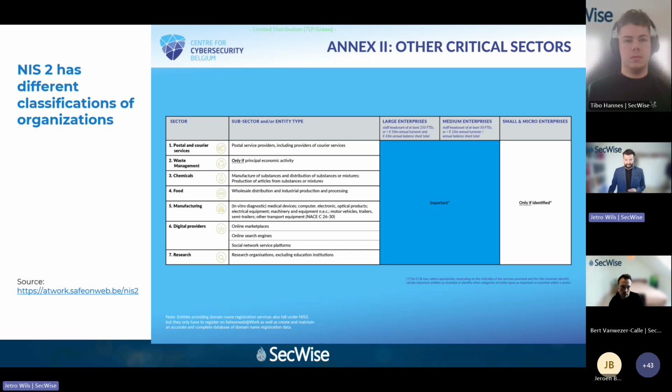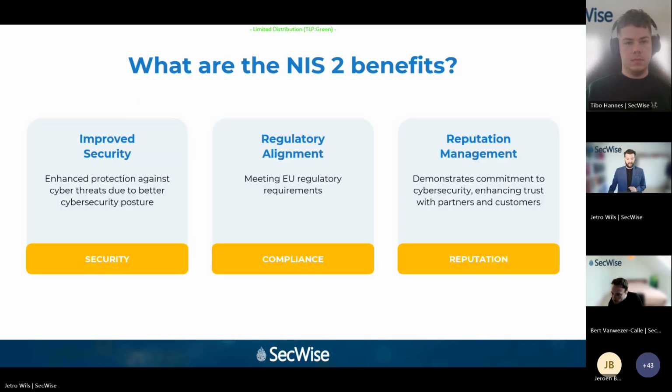Okay, great question. By the way, these models are on the CCB website, so you can also take a look there. Great. Now, I mentioned already improved security, clear. So really by applying NIS2, you are increasing the maturity of your cybersecurity. Yeah, it is really like that. Also, regulatory alignment, of course. Being in Europe, there are lots of regulations, and there is the carrot, which is improved security, and there is the stick, which is fines. So that's there.